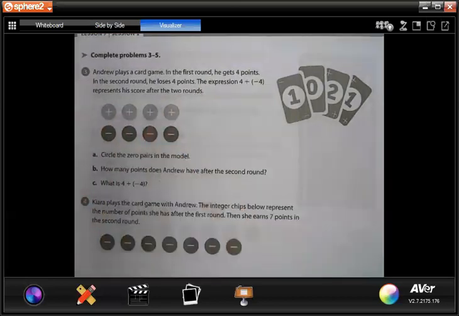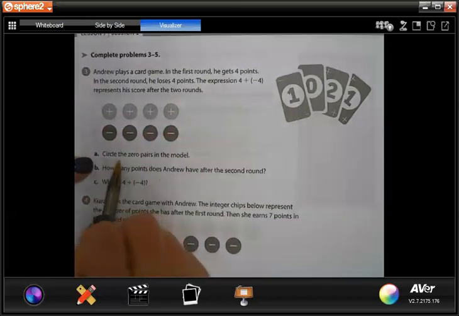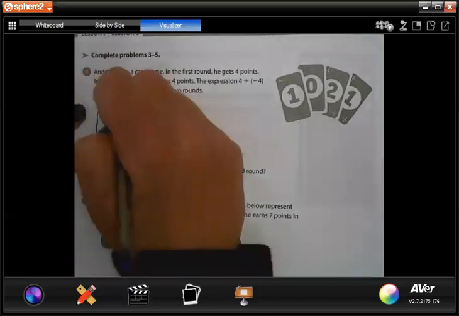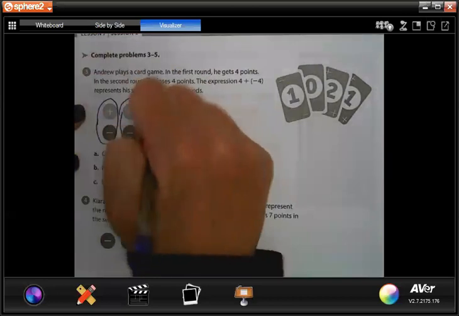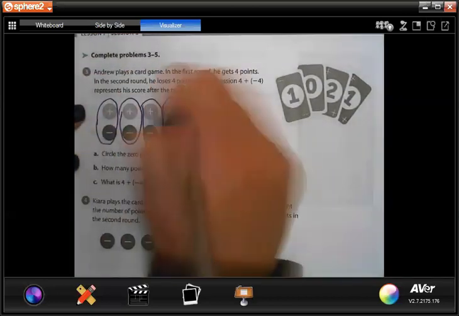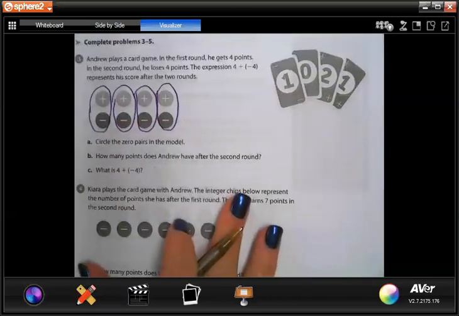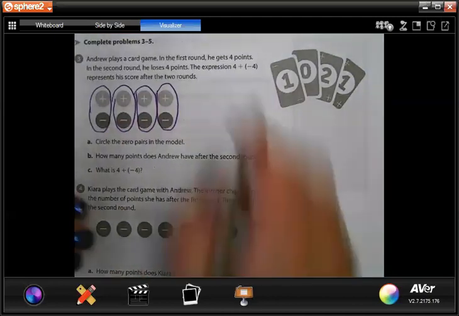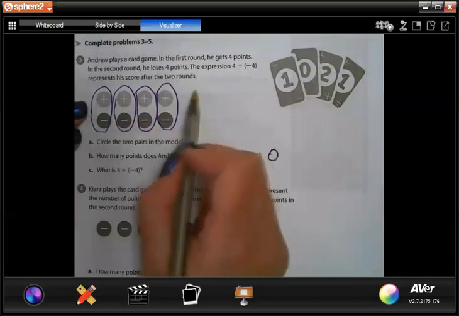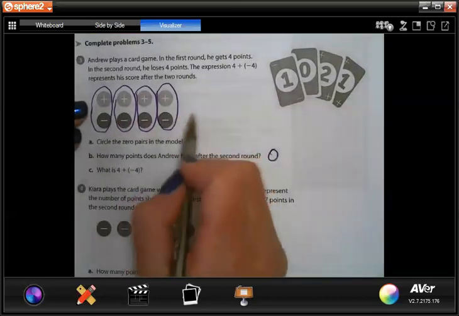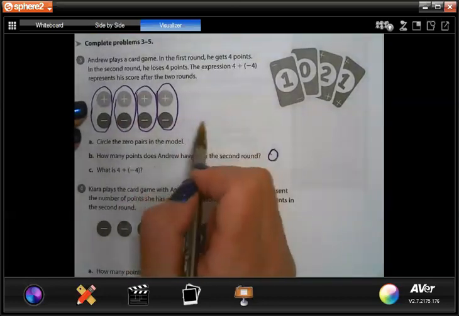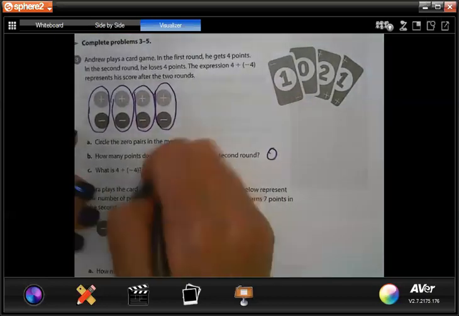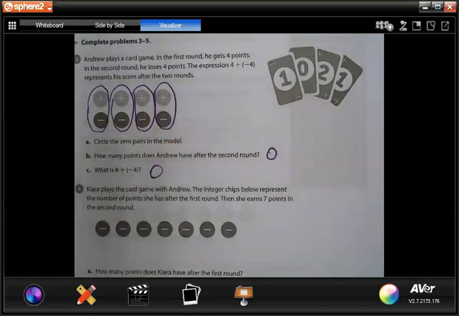So first step, let's circle all of the 0 pairs in this model. So there's a 0 pair. There's a 0 pair, because 0 pairs basically mean they're canceling out. So how many points does Andrew have after the second round? He doesn't have any. There's nothing left here, and there's no positives left and no negatives left. They're all gone. So therefore, 4 plus -4 is 0.